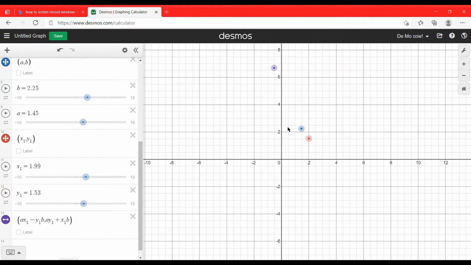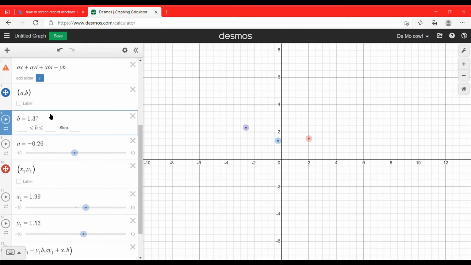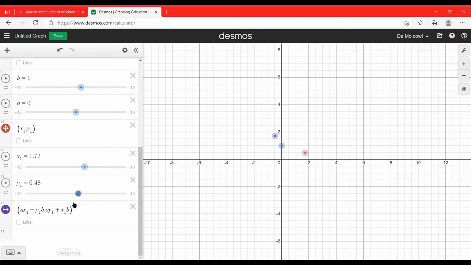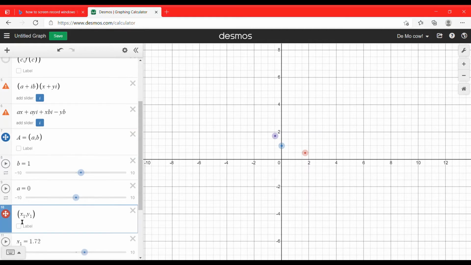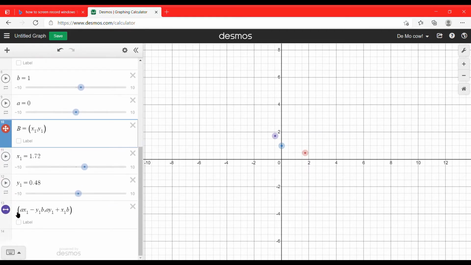There we go, right? So if I make one of these points i, which would just be its y value 1 and its x value 0, as you can see, it is a 90-degree rotation, so we can see that it's sort of working, right? What we can also do is define some points, so capital A is that, capital B is that, and capital C is that.